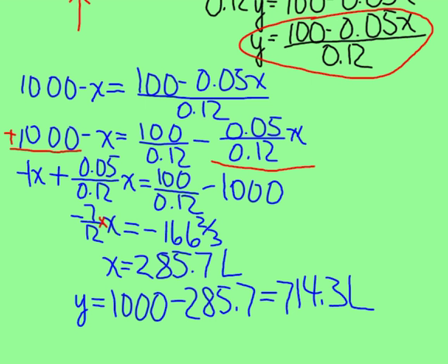So that's an exact answer of how much of each mixture we need: 285.7 liters of the 5% mix and 714.3 liters of the 12% mix.